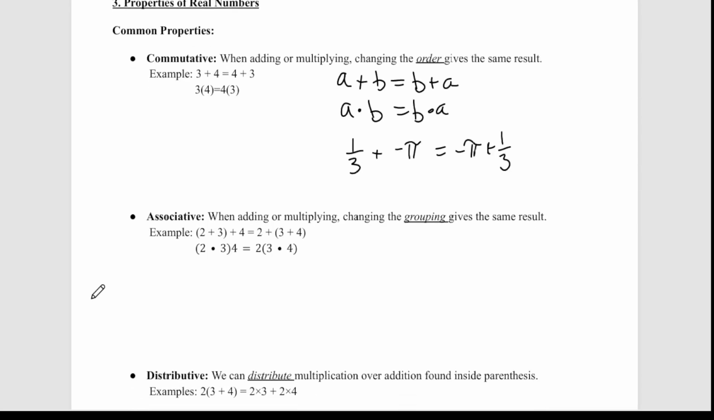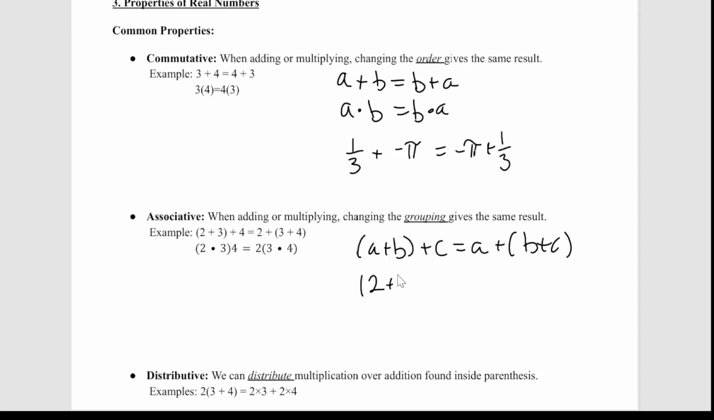Associative, so the way I would keep these straight is commutative. I think of moving. You commute, so they move places, changing the order, while associative has to do with who you associate with, so it has to do with grouping. So for addition and multiplication, we can change the grouping that goes on. In particular, A plus B in parentheses plus C is the same thing as A plus B plus C in parentheses.